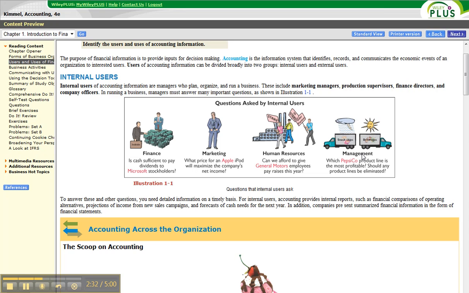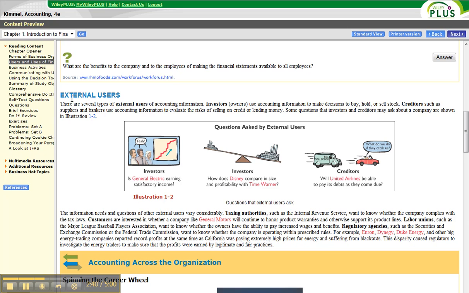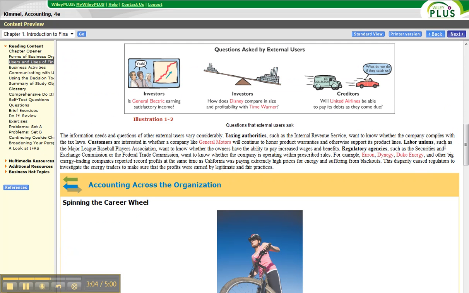So who cares about the financial information of the company? Down more toward the bottom of this study objective, we read about external users, investors, creditors. Creditors are individuals or companies to whom the company you're dealing with owes money. And so you'll definitely get some guidance on who cares about a company's financial situation from an external perspective.